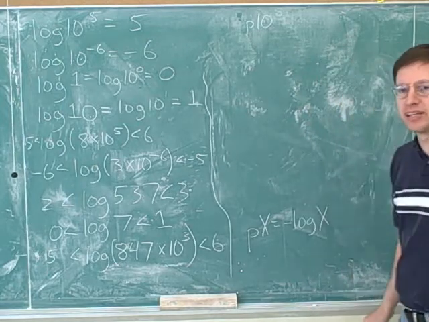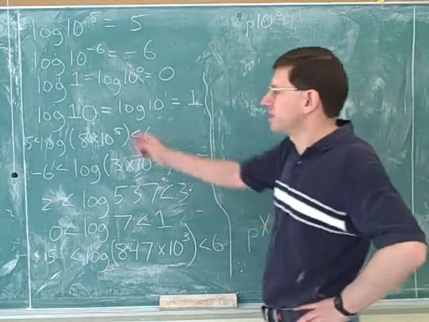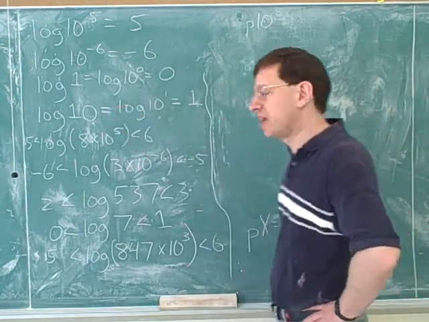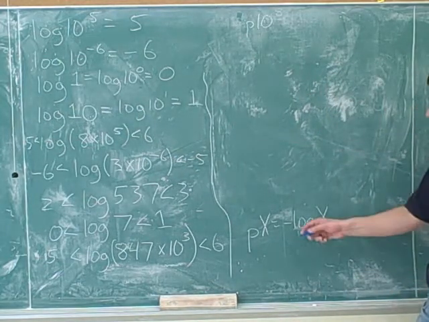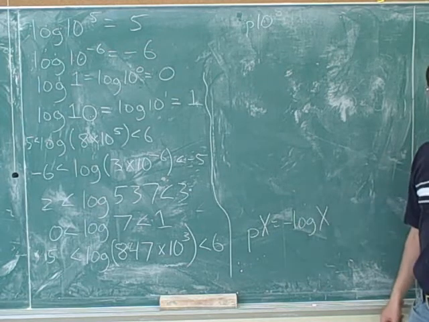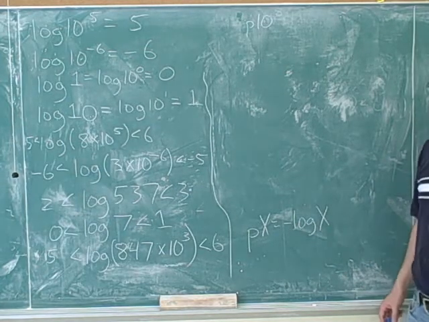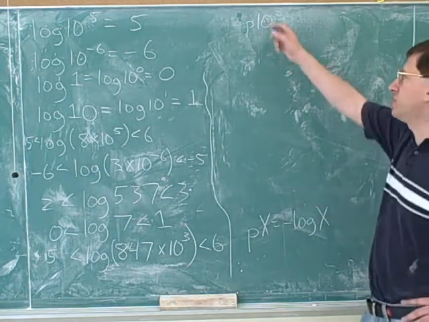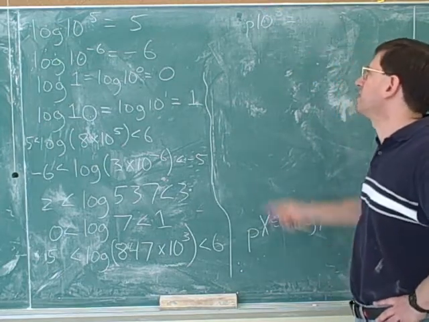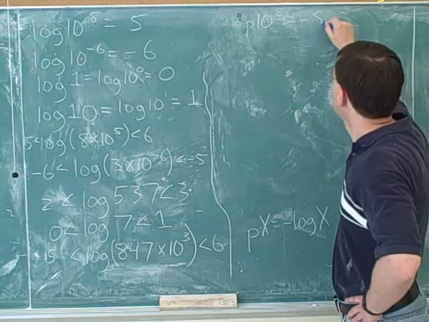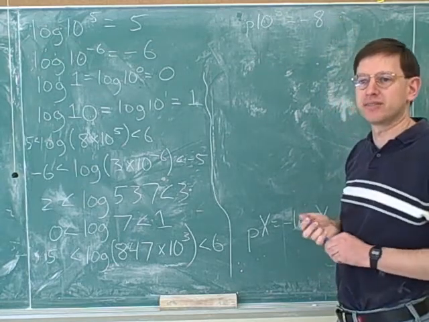is the negative log. That's why we had to spend so much time reviewing logs, because in order to take the p, you have to take the log. So the only difference between the p and the log is the p is whatever the log would be, but you change the sign. And the logarithm we know is just the exponent on the 10. If we were just taking a logarithm here, the logarithm would be 8. So the p is negative 8.